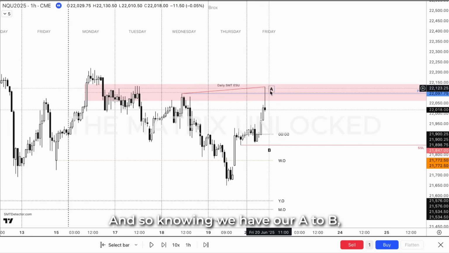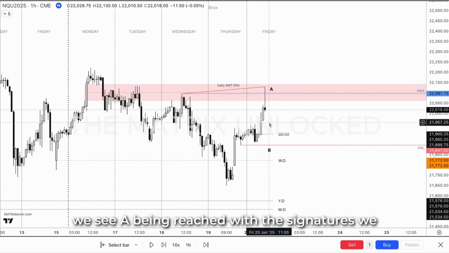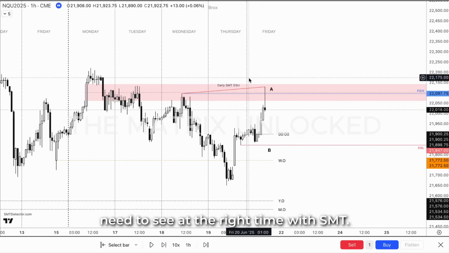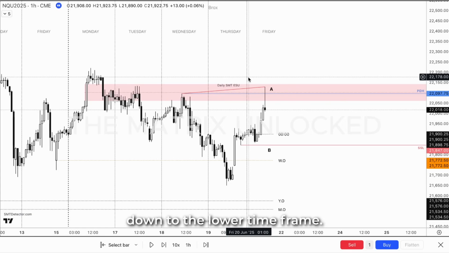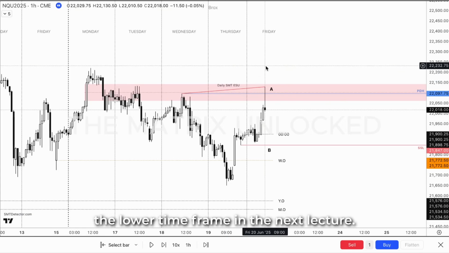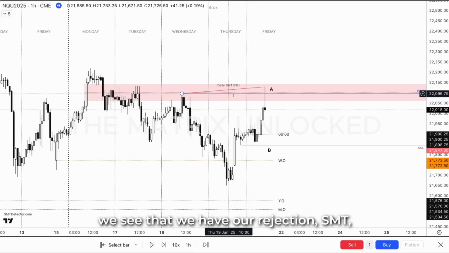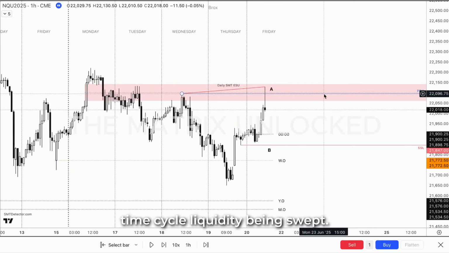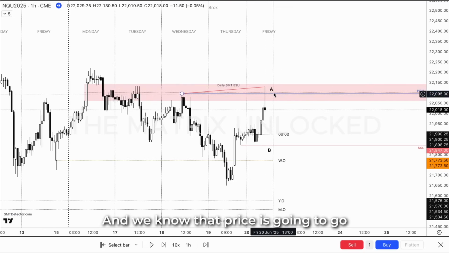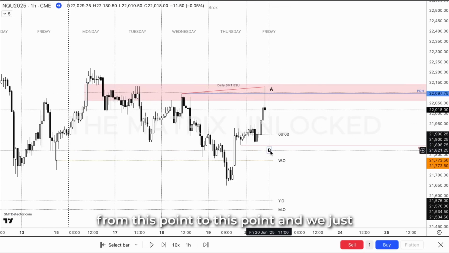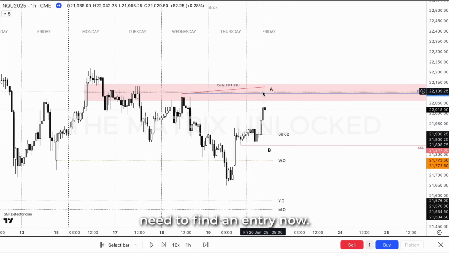And so knowing we have our A to B, we see A being reached with the signatures we need to see at the right time with SMT. That is when we can drop down to the lower time frame. Now, like I said, we're going to discuss the lower time frame in the next lecture. I'm going to show you how you can enter based on this, because the higher time frame is clear. We see that we have our rejection, SMT, the time cycle liquidity being swept, and we know that price is going to go from this point to this point, and we just need to find an entry now.